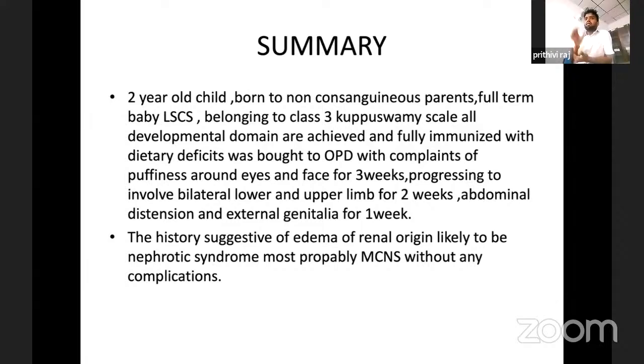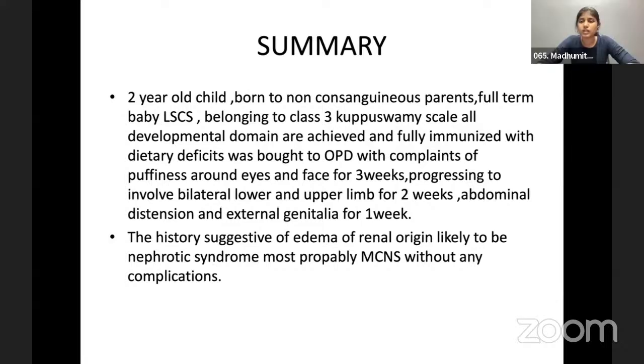Okay. So you say the history is suggestive of edema of renal origin. You already explained your history, and sir has also asked. Then you told me that you have ruled out hepatic edema, angioedema, and cardiac edema, and you are saying this is renal edema. So how do you say this is renal edema? Tell again so that whoever is watching will know the difference between renal edema, hepatic edema, and cardiac edema.